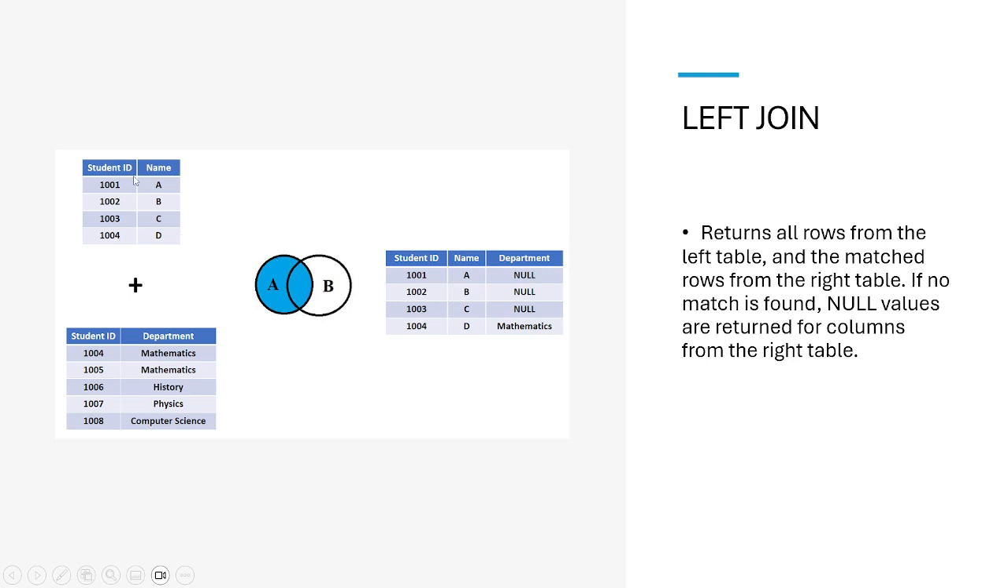For example, I'm trying to merge table A and table B together on student ID. It's going to return all the values that we have on table A, which is student ID 1001 to 1004, and find the matching values from table B. But if there's no matching value for it in table B, it's going to return null. That's why we have null under the department column in the output table. So that is it for the left join.